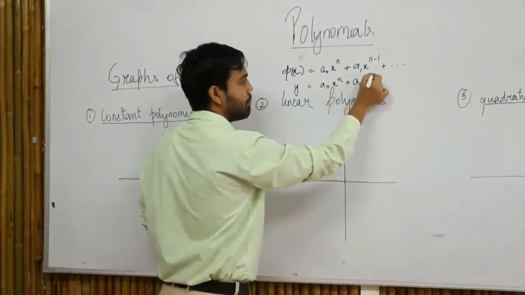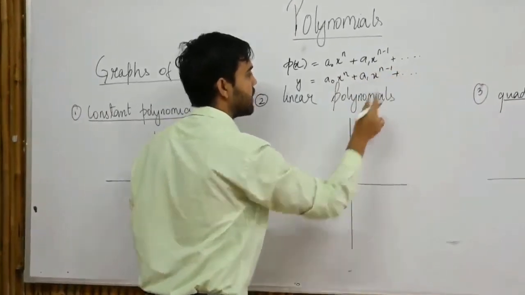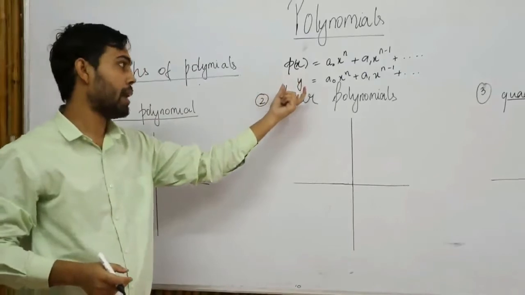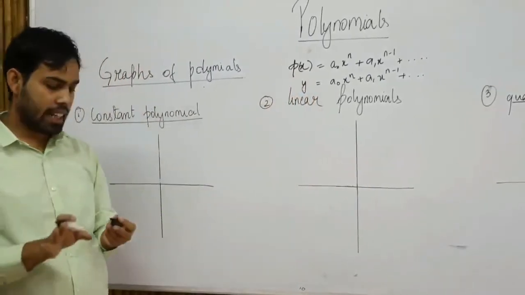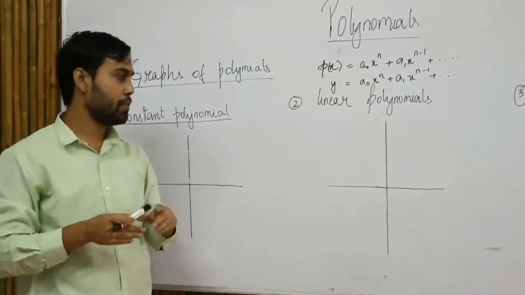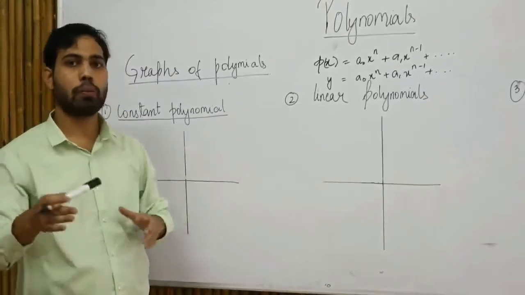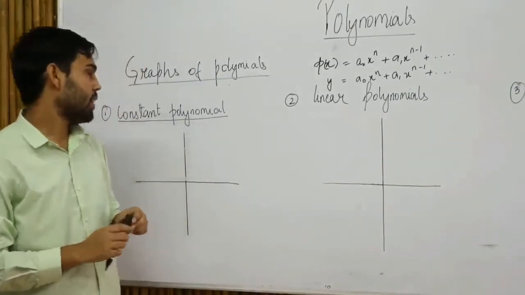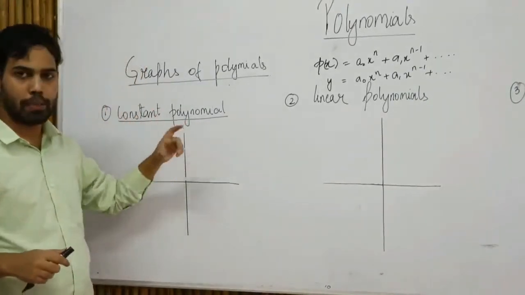So my first step is that I'll replace my p(x) by y. Now in class 9, we learned the basics of how to plot points in a graph. Let us look at how the different polynomials behave in a graph.